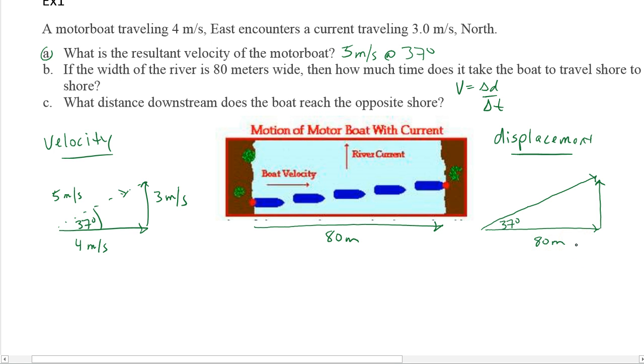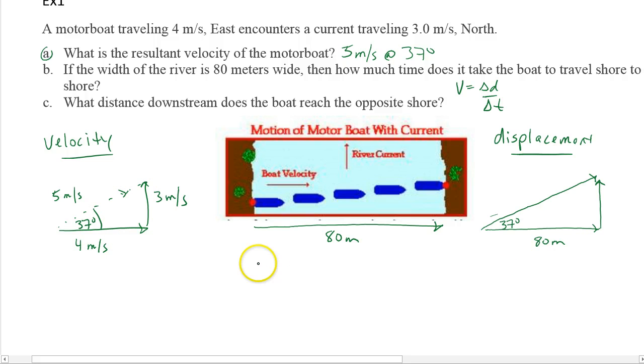And what's neat about this is that we can see this similar triangle relationship here. I know it's moving 5 meters per second in that direction, but these are the two components of its motion. So how quickly is it moving across the river? It's moving across the river at 4 meters per second. How far is it in that direction? Okay, so the rule is you have to use the direction from the velocity triangle and the same direction in the displacement triangle. You can't take the 5 and then the 80. You've got to use the 4 and the 80.